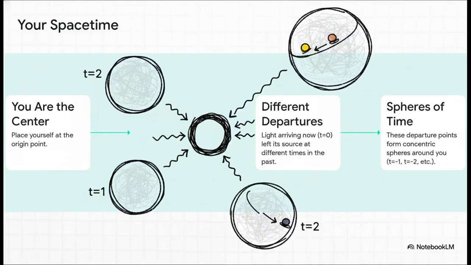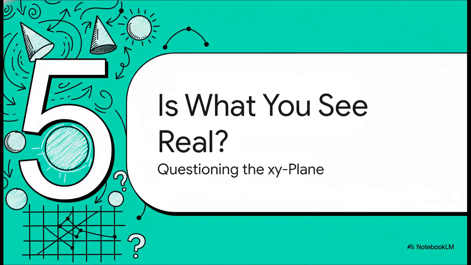So instead of a flat grid, this theory asks us to imagine space as a series of nested concentric spheres, and they're all centered on you. Each sphere represents a different moment in the past. Think of it this way. All the light that's reaching your eye right now at time zero didn't all leave its source at the same time. Light from closer objects left at, say, t=-1. But light from much farther objects had to leave even earlier, maybe at t=-2, just to arrive at the exact same instant.